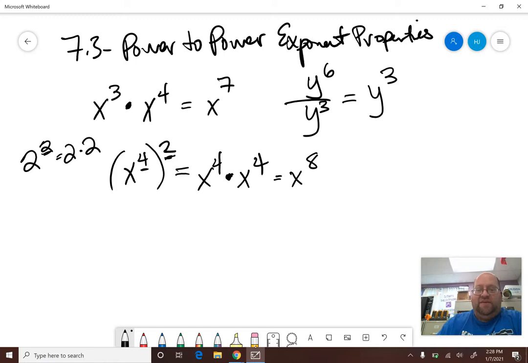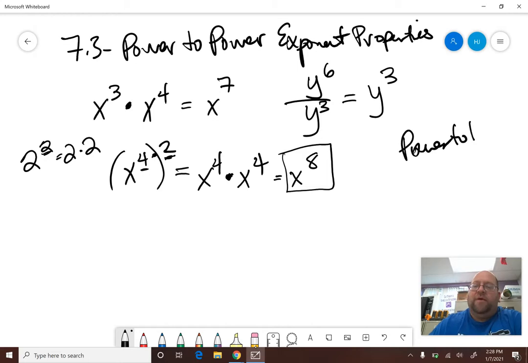Now, is there an easy way for us to get there without having to do this step right here? Well, notice what happens. If I have a power raised to a power, my final answer I end up with is just simply this times this, okay? So when you multiply exponents, you actually just add them. But when you have a power raised to a power, you can actually just multiply and get the final answer, okay? So when you have a power raised to a power, you need to multiply.